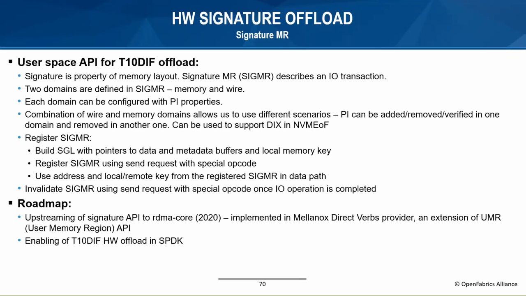When we use hardware signature offload, each IO operation requires registering a SIGMR. To do it, we should prepare the memory layout using a scatter-gather list with pointers to data and metadata buffers. After that, we register the signature MR using a send work request with a new special opcode. And after registration, we can use SIGMR data paths instead of a regular memory region. In the end, when our request which uses hardware offload is completed, we need to invalidate the used signature MR.